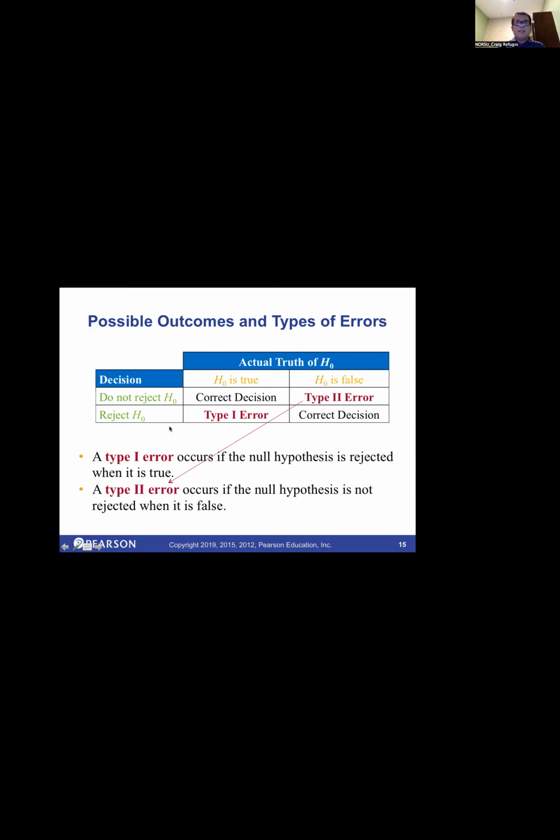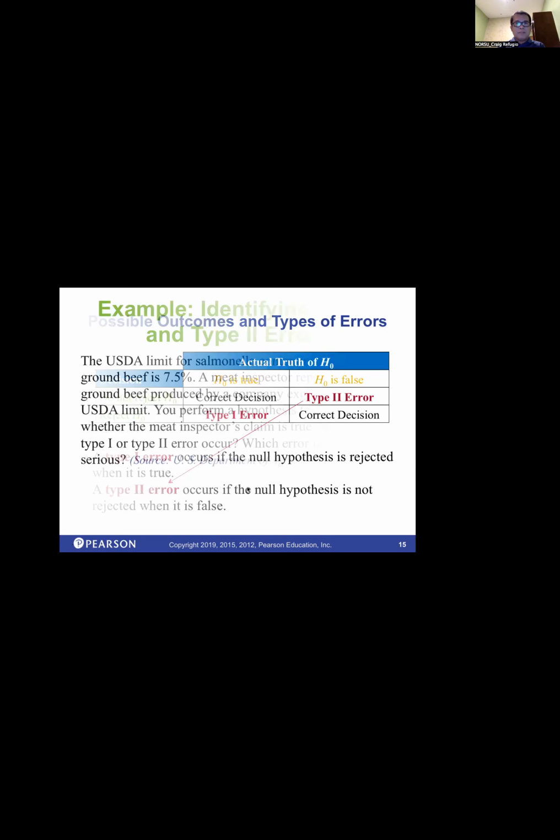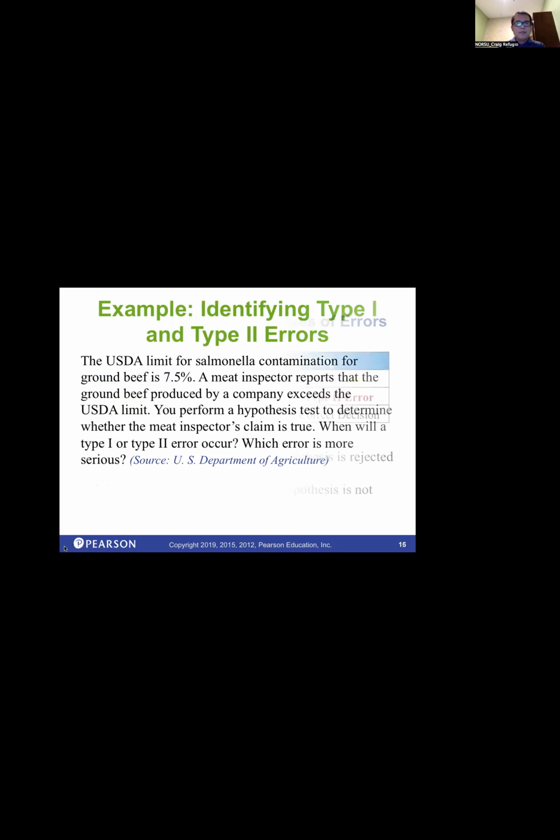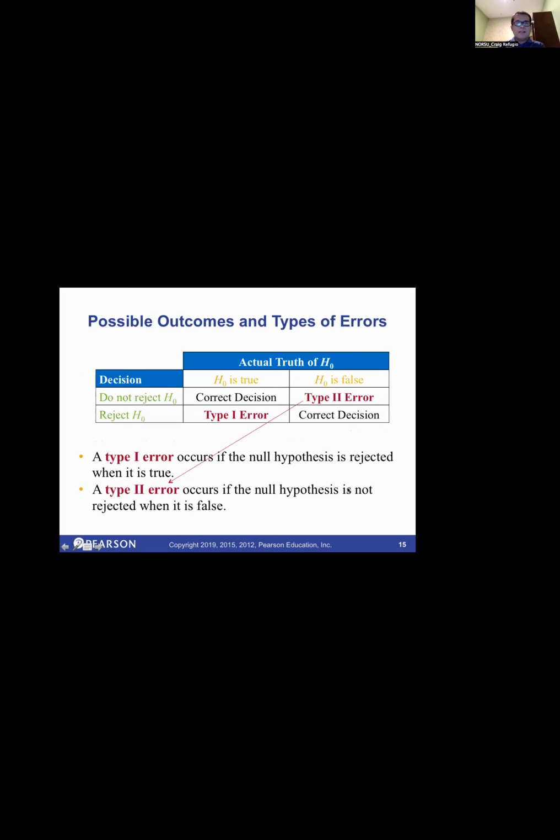The type 2 error refers to H0 is false and you do not reject H0. You do not reject H0 even if H0 is false. So we classify this as type 2 error. So a type 2 error occurs if the null hypothesis is not rejected when it is false. So be able to classify what is type 1 error, what is type 2 error, what is a correct decision, and what are the two statements that would lead to a correct decision.